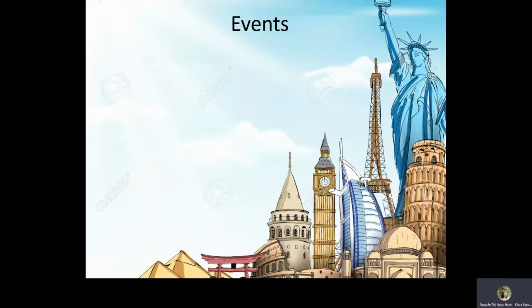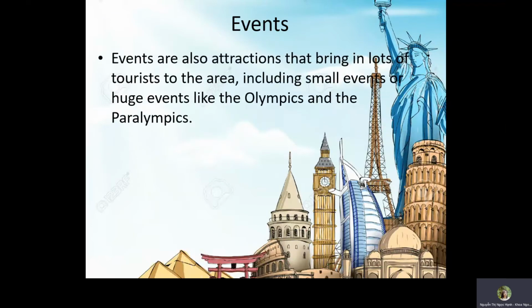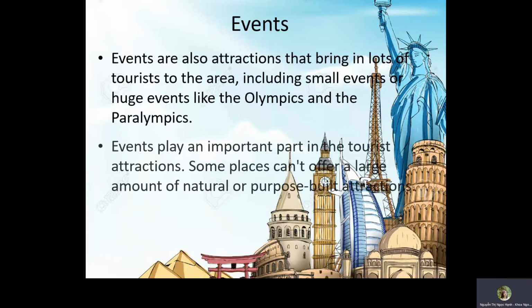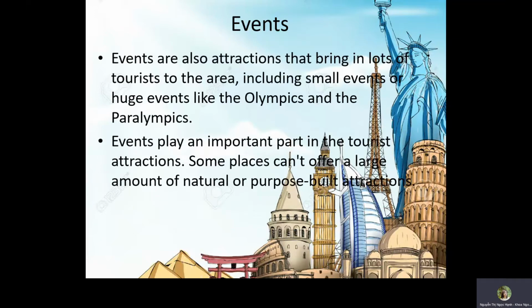Right. And the 4th type of tourist attraction is events, right? Okay, so events are also attractions that bring in a lot of tourists to an area. And the events can range in size, right? It can range from small to huge events like the Olympics, the Paralympics. What else, everyone? Okay, so the World Cup, right, or the SEA Games, yes. Okay, and events play an important part in the tourist attractions because some places or some cities or some towns are quite poor in natural or in heritage attractions, right? So they rely on the events to draw tourists.